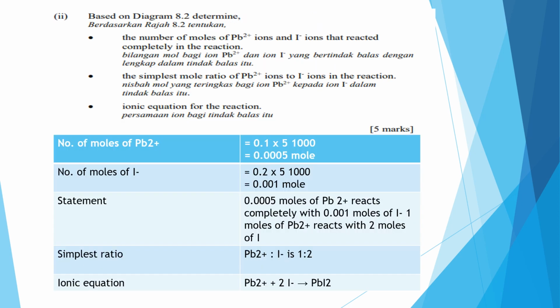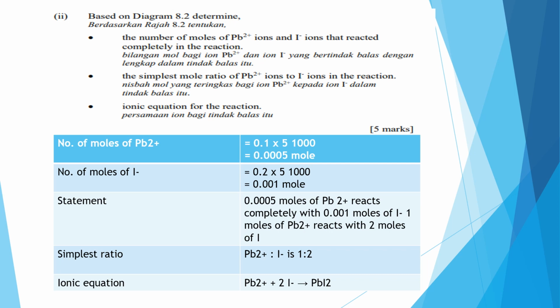On diagram 8.2, determine first the number of moles of lead-2 ions and iodide ions that react completely in the reaction. Second, the simplest mole ratio of lead-2 ions to iodide ions in the reaction. Third is the ionic equation for the reaction. For this type of question, I prefer to construct a table because we can stay on track and it really looks neat.